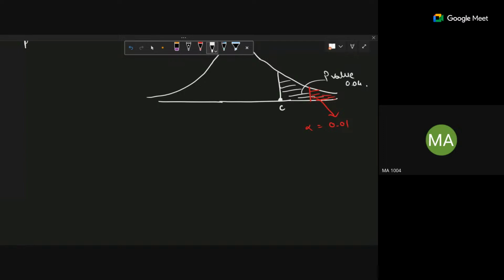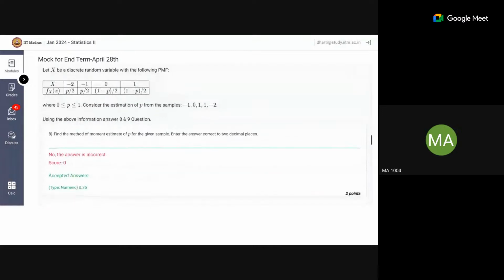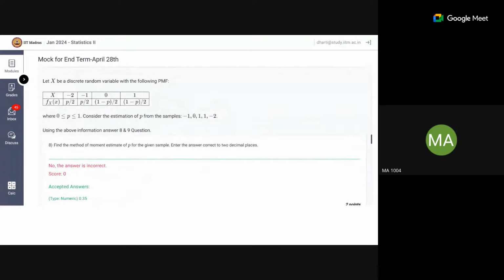So fine, let's move to the next question. Let X be a discrete random variable with the following PMF, where probability P is 0 to 1 obviously. Consider the estimation of P from the sample -1, 0, 1, 1, -2. Find the method of moments estimate of P for the given sample.